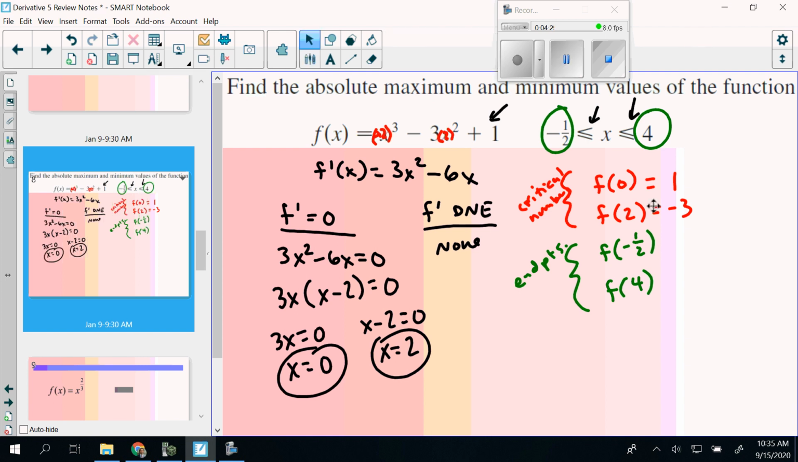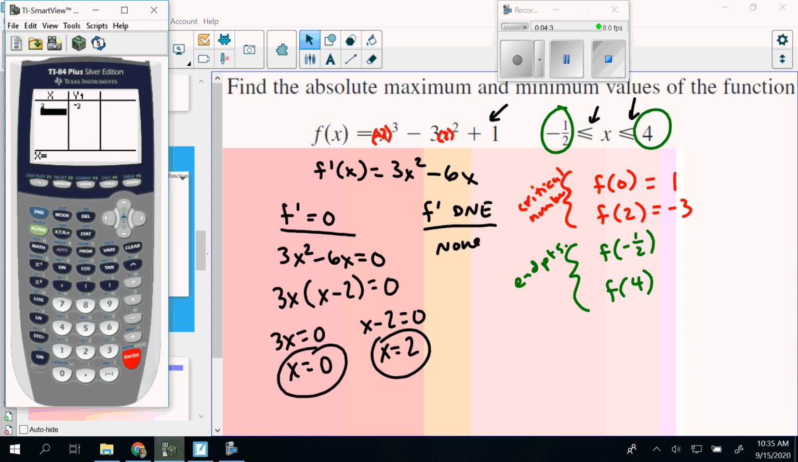Let's find the other ones quickly here. The next one was at -1/2. I'll put it in as -0.5. That's 0.125, and then also what is it at 4?